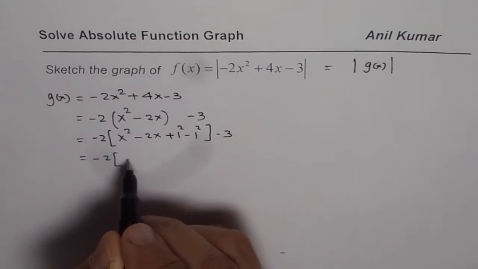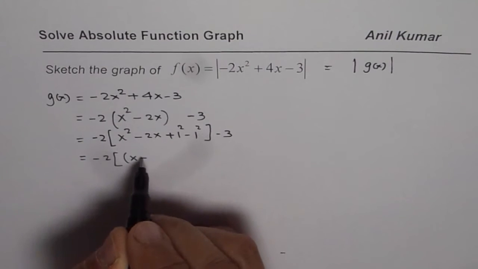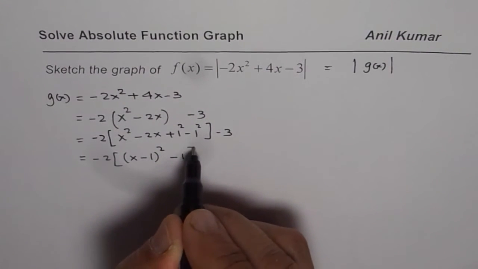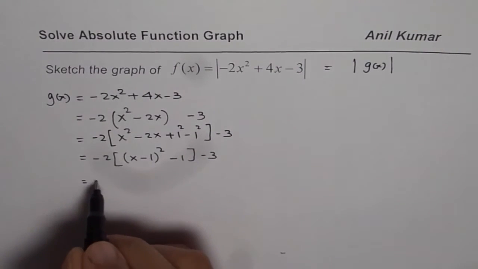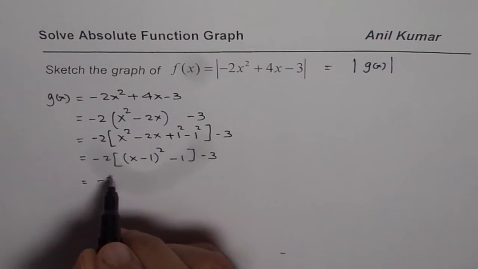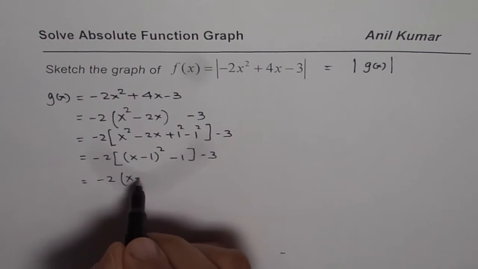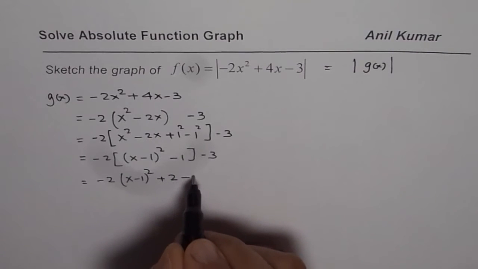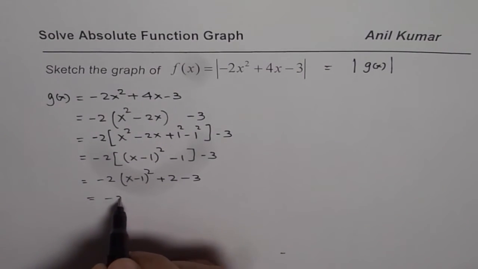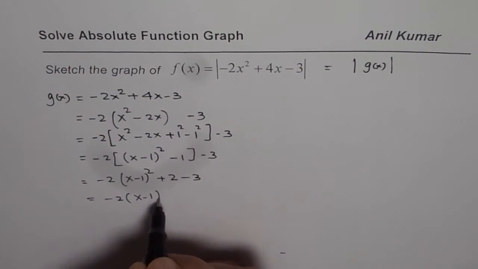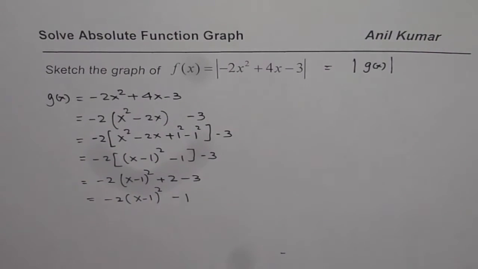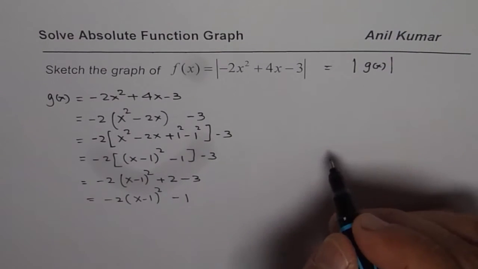First three terms form a perfect square, which is x minus 1 whole squared. Minus 1 squared is minus 1, minus 3, and then we could write this as minus 2, open the bracket, minus 2 times x minus 1 whole squared, minus 2 times minus 1 is plus 2, minus 3. So we get minus 2 times x minus 1 whole squared, and plus 2 minus 3 is minus 1. So with that calculation, we get the parabola in terms of vertex.